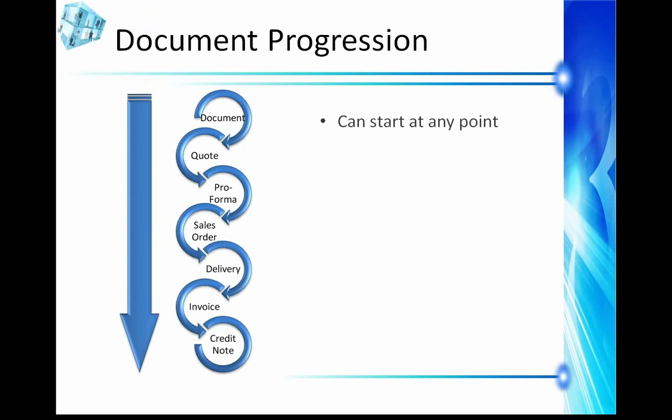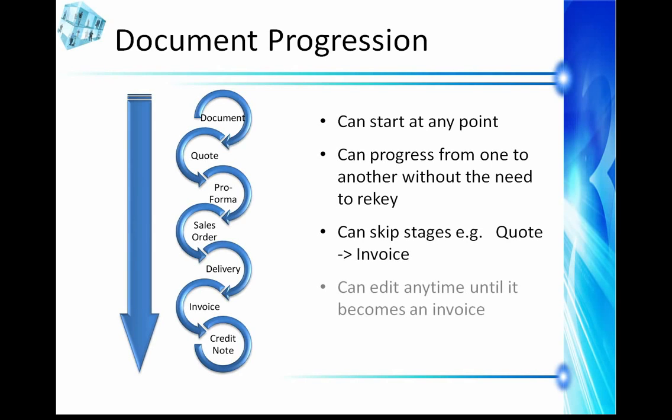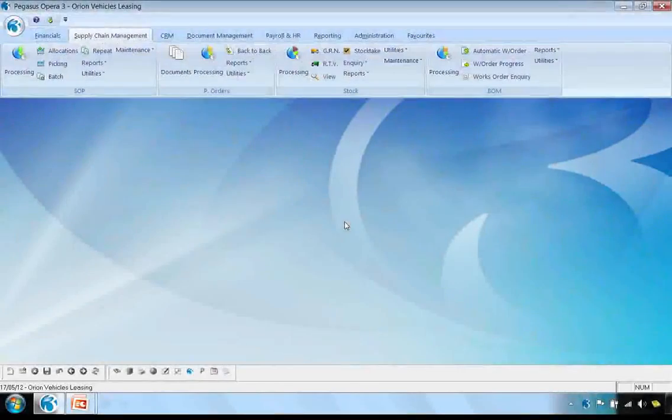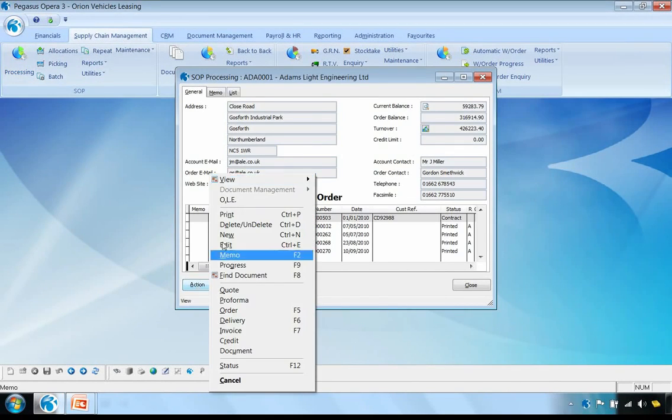You can start at any point within this chain, you can skip any of the stages, and you can edit the documents at any point until it becomes an invoice, at which point you'll then need to create a credit note to reverse those invoice transactions. Okay, let's put a sales order into the system. I'm going to sales order processing, and I'm going to the option here to create a new order.